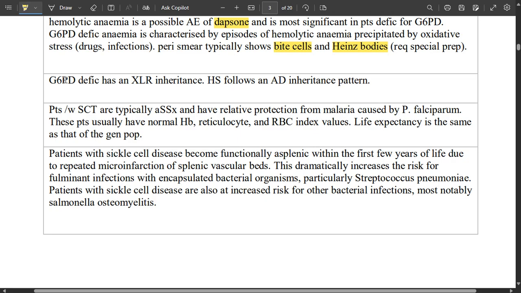G6PD deficiency has an X-linked recessive inheritance. So G6PD deficiency is one of the examples of X-linked recessive disorders. Hereditary spherocytosis follows an autosomal dominant pattern. G6PD has four characters, so the longer name is closer to the end of the alphabet, hence X-linked recessive. X-linked dominant disorders are very few. Hereditary spherocytosis is autosomal dominant because the shorter word is closer to the earlier letters in the alphabet. Okay, all right.